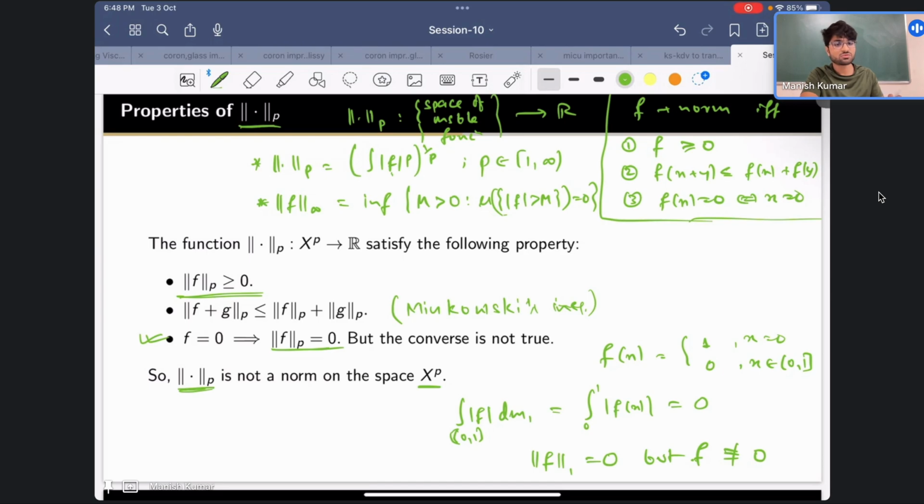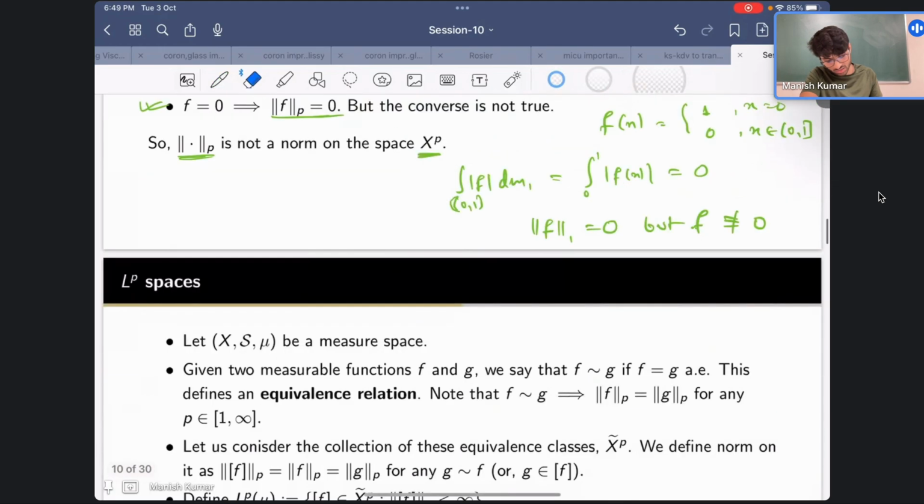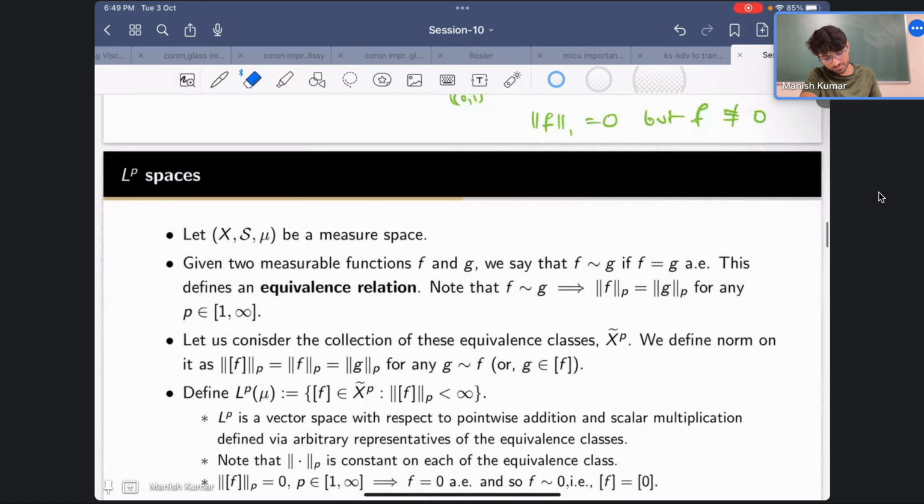So Xp, so far we have considered the space where the p norm is finite. Okay, so the set of measurable functions such that the p integral or infinity norm of f is finite, then we say that space to be Xp. Now we'll define another space from this space.